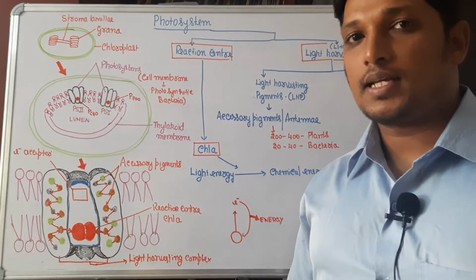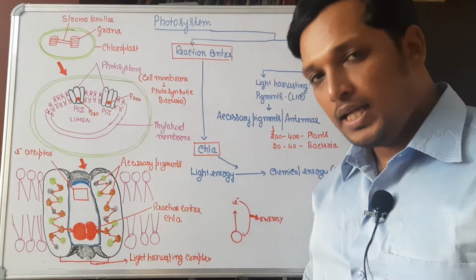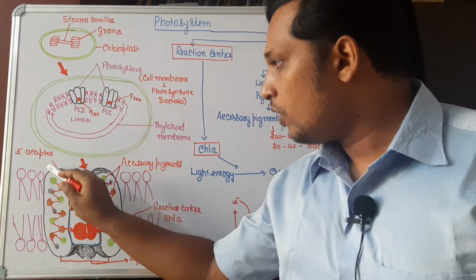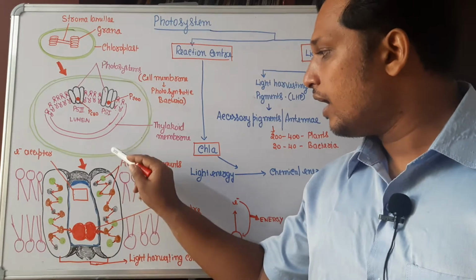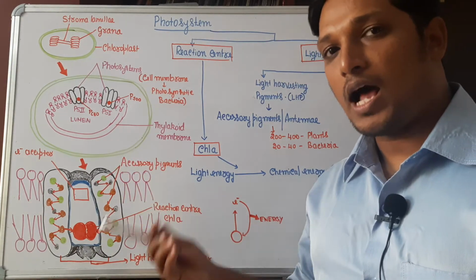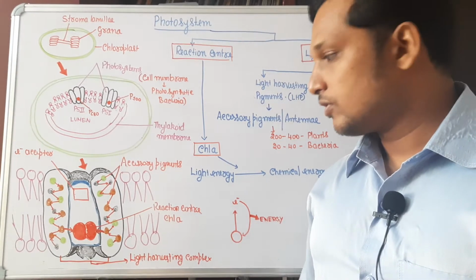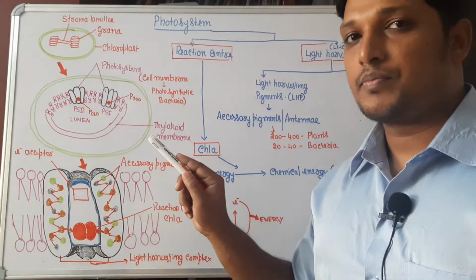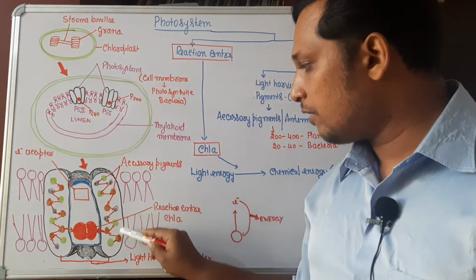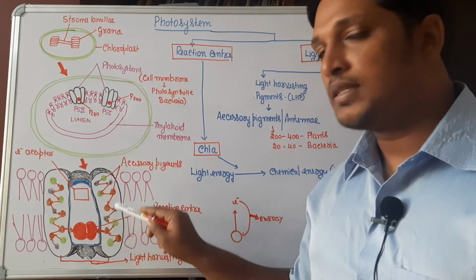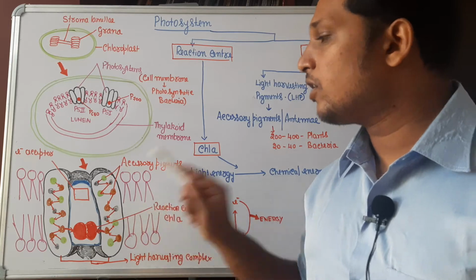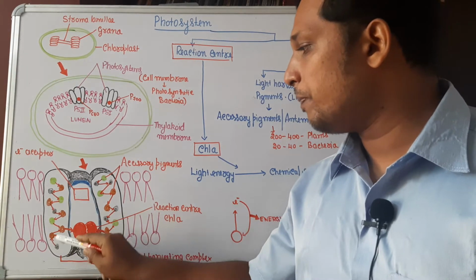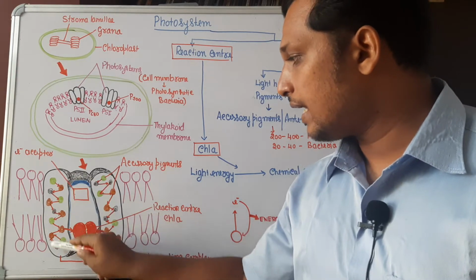Which pigments are there? There can be chlorophyll B, xanthophyll, carotenoid pigments. So what is their role? Their role is to absorb the light, or harvest the light. So those pigments are called light harvesting pigments. Together, light harvesting pigments along with proteins form light harvesting complexes. Therefore, in a photosystem, there are two light harvesting complexes made up of light harvesting pigments.